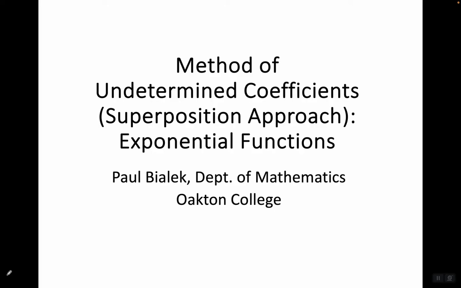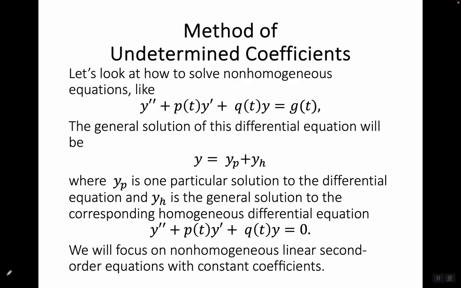Let's talk about the method of undetermined coefficients, that is the superposition approach, for exponential functions. Let's look at how to solve non-homogeneous equations like y double prime plus p of t y prime plus q of t y equals g of t. So again, notice this is not 0. If it were 0, it would be a homogeneous equation.